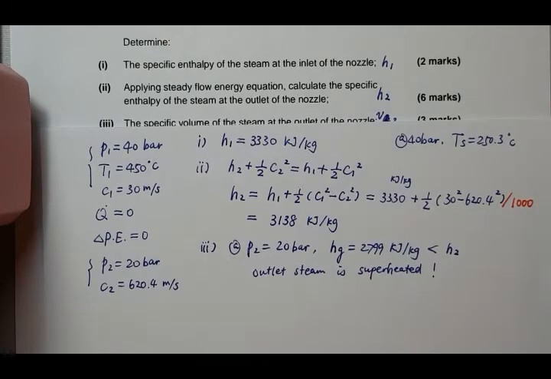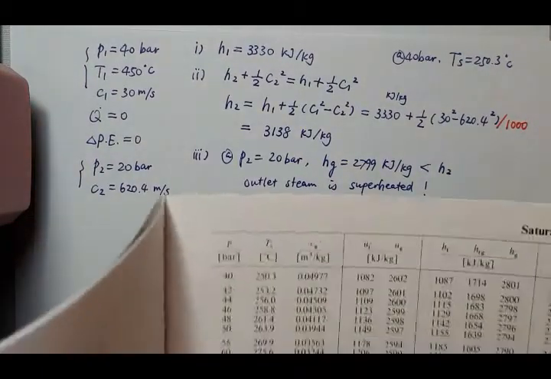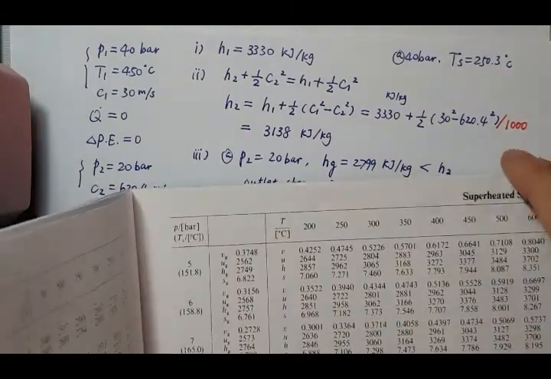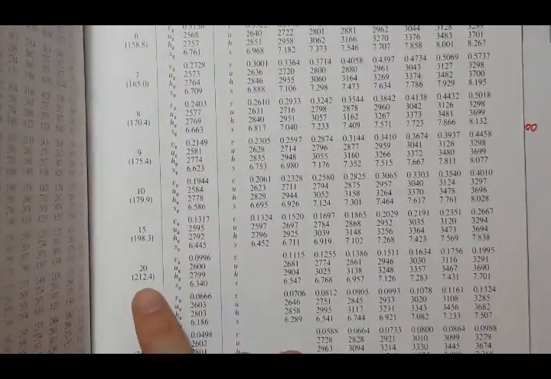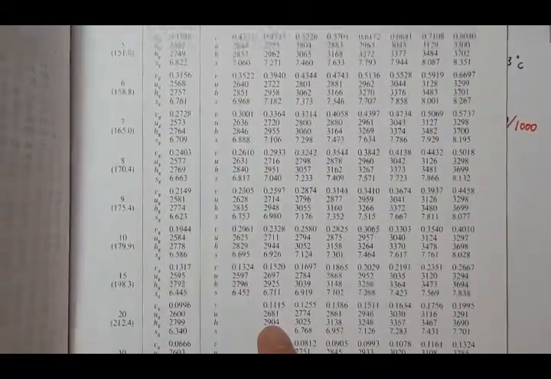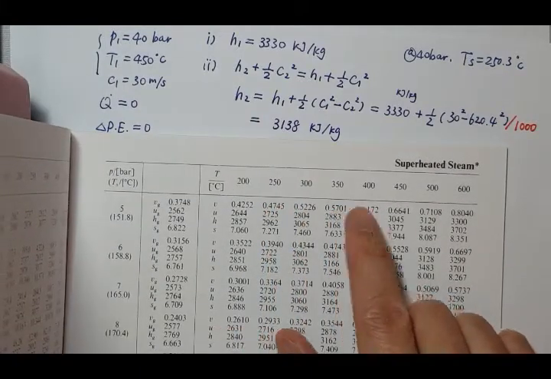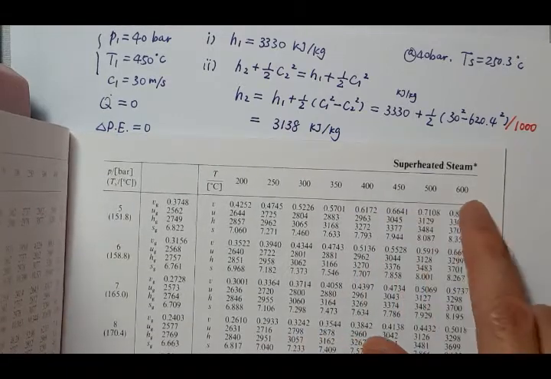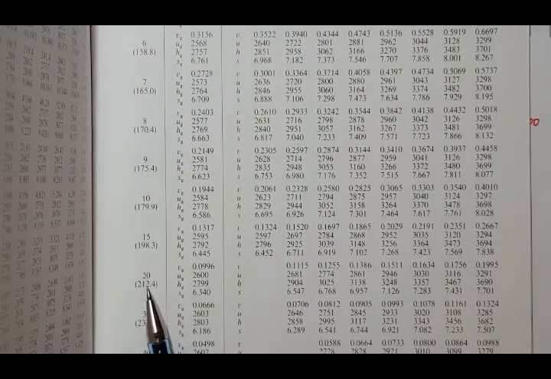So this is superheated steam. Just use Hg and H2 so we can compare them, and then we get this conclusion. This means that we're still going to use the steam table. We're going to use superheated steam at the pressure of 20 bar, with the temperature varying from 250, 300, 350, 400, 450, 500, 600.